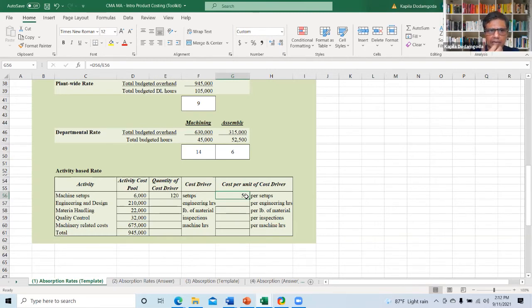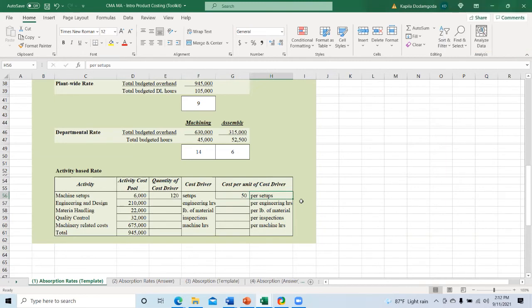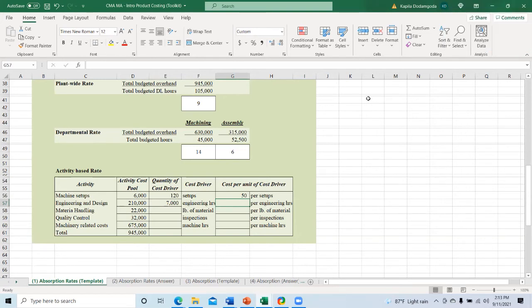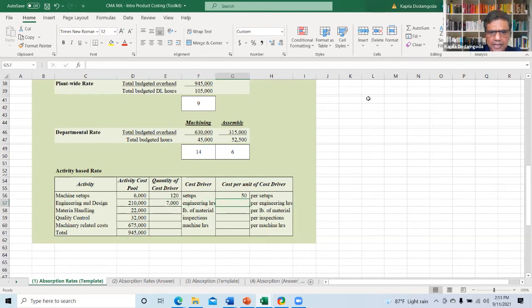Okay, right. And then engineering and design, what is the cost driver? So here the cost driver for setups, and cost per cost driver is 50. And for engineering and design, what is the cost driver? Hours. Engineering hours. How many hours? 7,000. So altogether we have 7,000 engineering and design hours. And how much is the cost per cost driver? 30. So we will be incurring $210,000 to generate 7,000 hours.